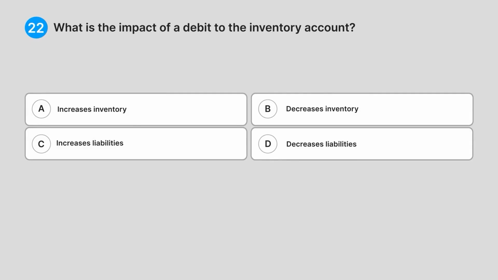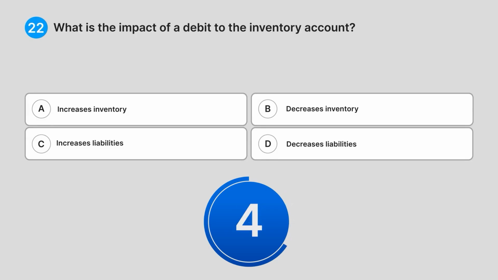22. What is the impact of a debit to the inventory account? A. Increases inventory. B. Decreases inventory. C. Increases liabilities. D. Decreases liabilities. Can you guess the answer?